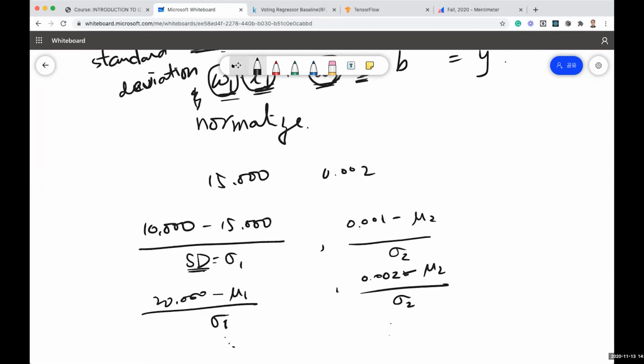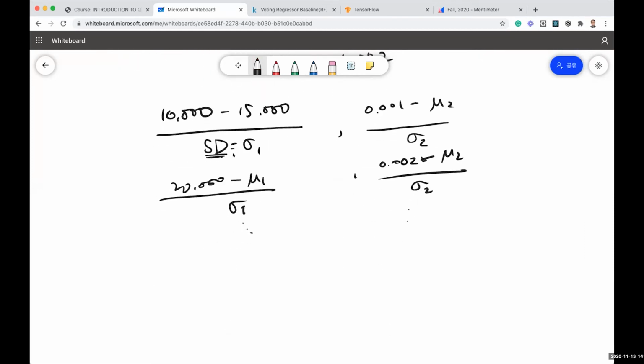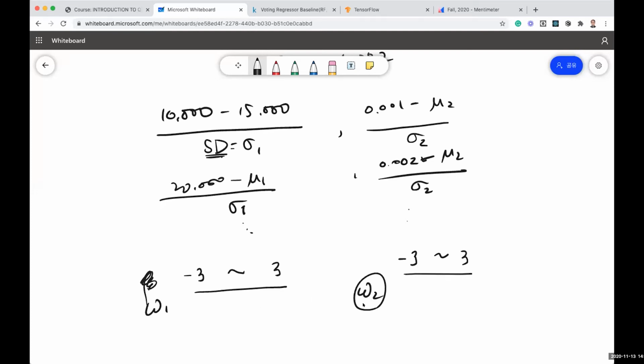Then all your input data will probably be between, say, negative three and plus three. And this one is also, most of it will be inside this range. Then we can compare the coefficients of these two columns. So we can say this one is bigger than this one because the range of the input data is very similar to each other. Then we can say something is more important than the other. So that's the reason why we apply the normalization layer to our input data set.